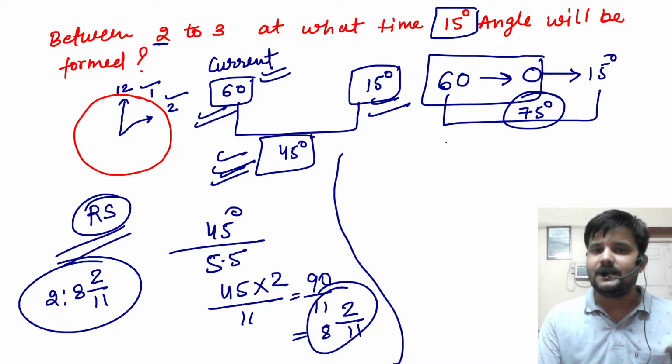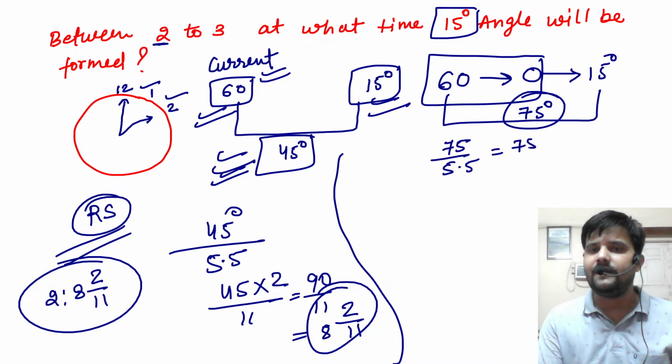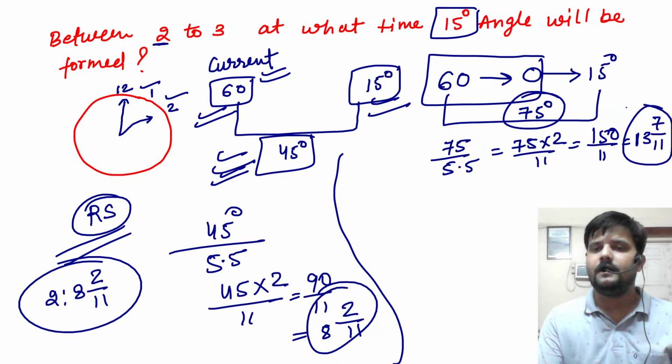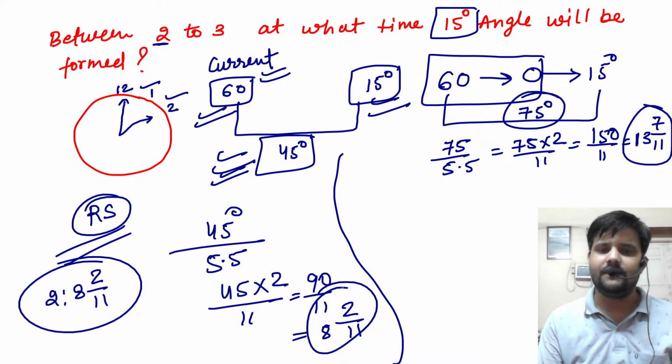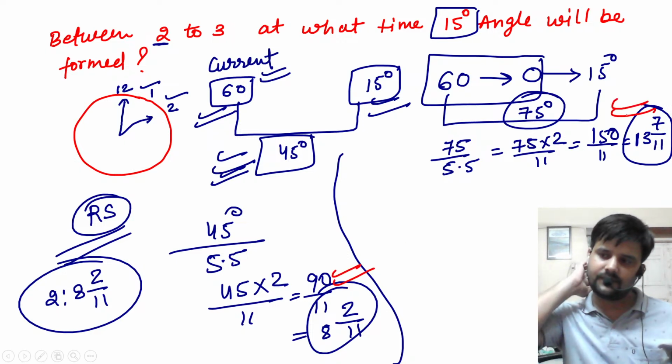So the time taken for that would be 75 divided by 5.5. So your answer would be 75 into 2 by 11, which is 150 by 11, which means 13 and 7 by 11. So your 15 degree angle will be formed twice between 2 and 3. First instance is this and second instance is this.